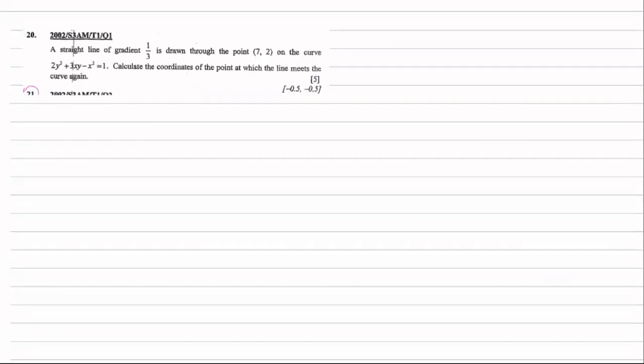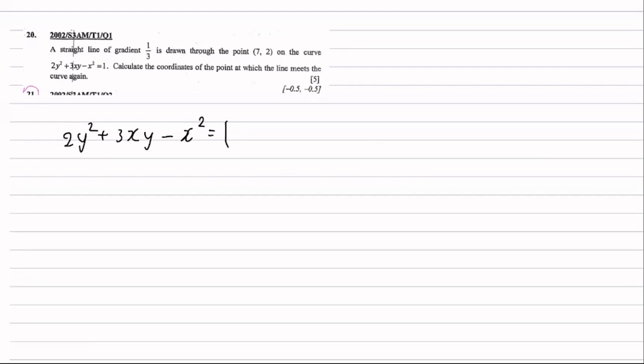Okay, let's try this question 20. So a straight line of gradient 1/3 is drawn through the point (7, 2) on the curve 2y squared plus 3xy minus x squared equals 1. Wow, what's this? Never seen before, but never mind. Don't be scared. It's just some kind of equation.